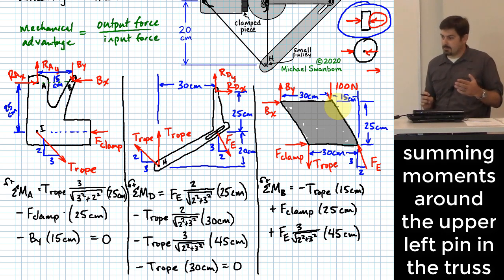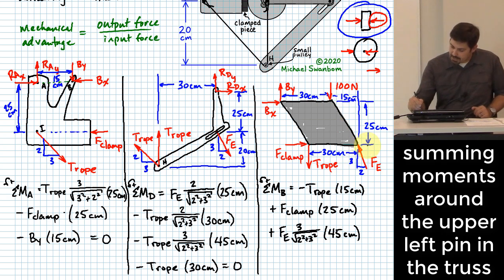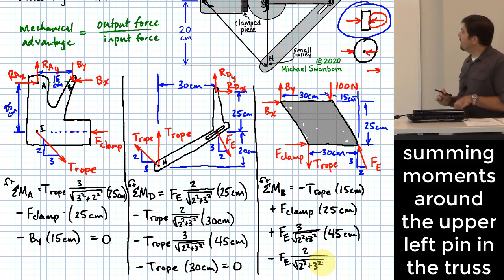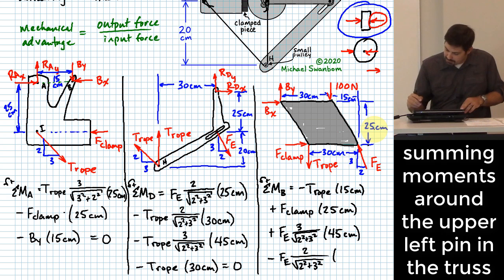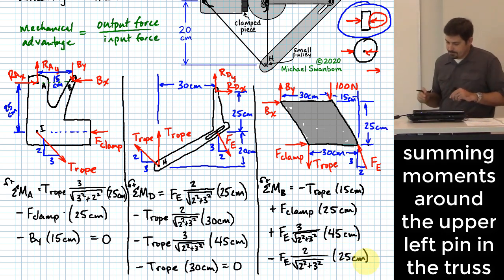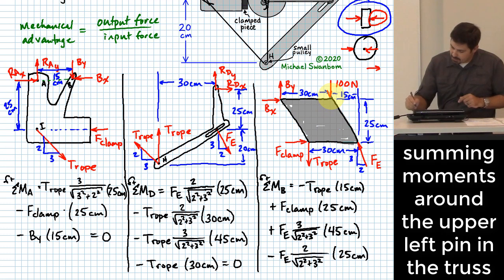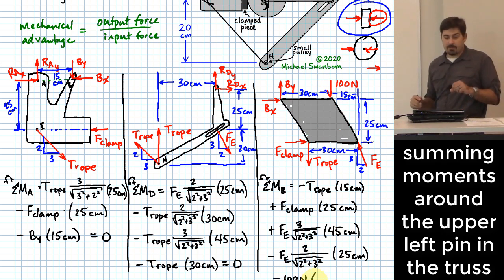What else? Now the horizontal one. The horizontal component of FE has what effect rotationally around B? Clockwise, right? Clockwise we're going to count as minus. To get just the horizontal component, we'll multiply by 2 over the square root of 2 squared plus 3 squared. And then multiply that horizontal component of force times what length to get a moment? Okay, that one will be 25 centimeters. All right. So we've taken care of T rope, F clamp, and FE now. Anything else? Someone mentioned another one at the beginning, right? Yeah, the 100 Newton force that's applied over there. So how do we treat that? Clockwise? Acting at what length away from B? 30 centimeters.